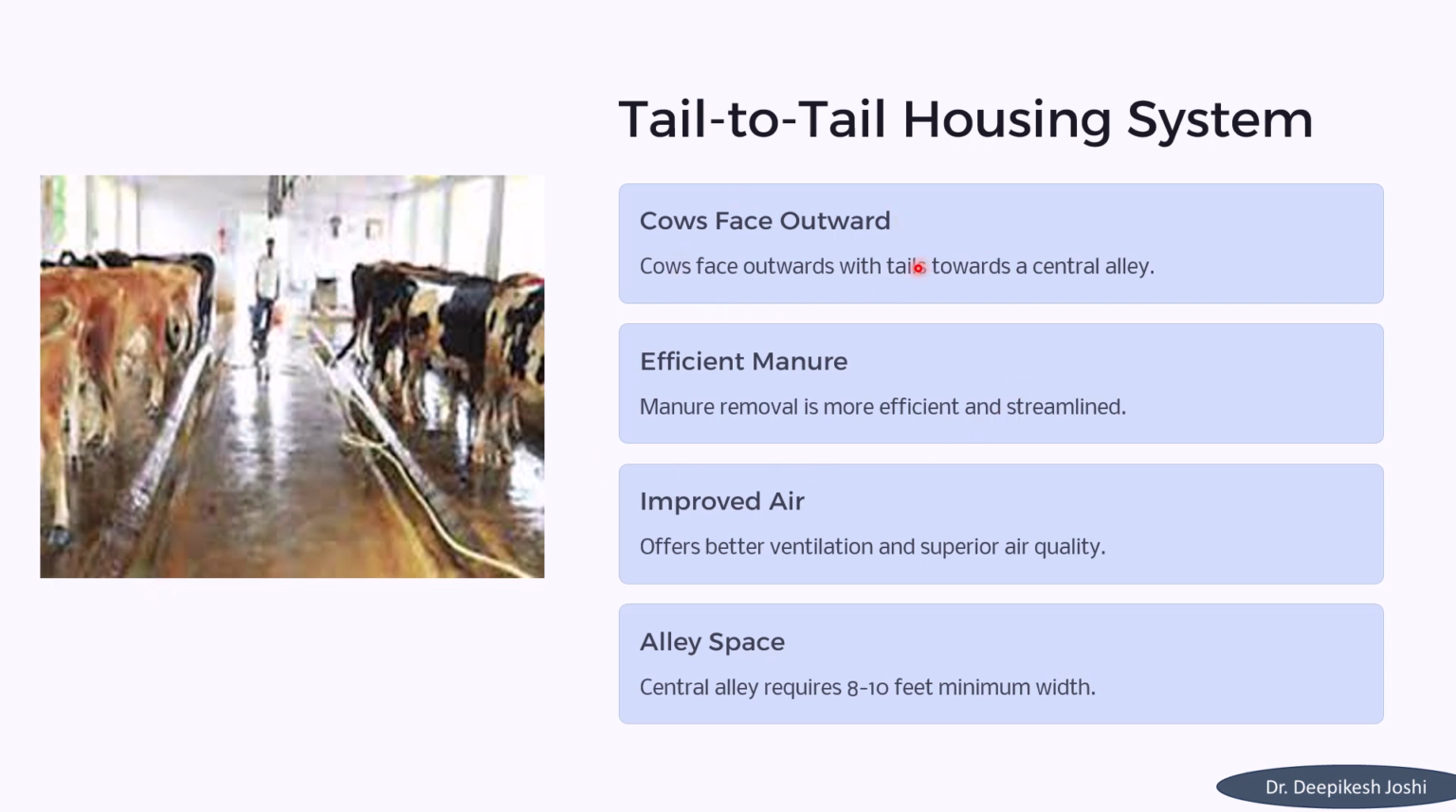Okay, so cows face outwards, they have efficient cleaning, and manure removal is very good in this case. Then there is improved air circulation because the cows are facing outwards. Alley space required is 8 to 10 feet. Also, if we stand at a place where this person is standing, he can easily supervise all the milkers who are milking. So supervision of milking becomes easy in the tail to tail housing system.